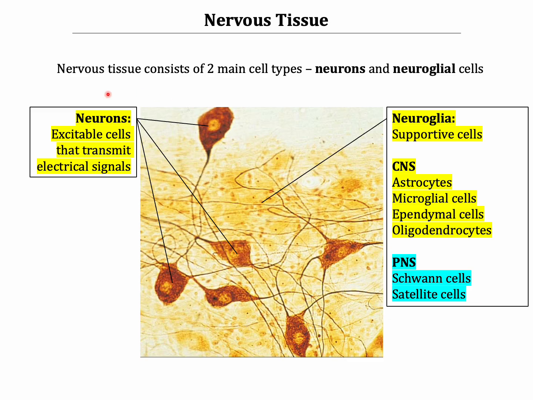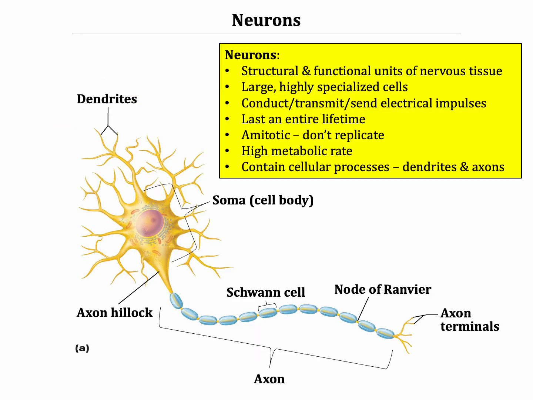We're going to start by covering the features of a neuron first. So here's a generalized view of a neuron. We'll identify all of its parts and pieces, but first we want to think about the general characteristics of a neuron. We consider it to be the structural and functional unit of nervous tissue. They're very large, very specialized cells. They conduct or transmit or send electrical impulses or nerve impulses from one neuron to the next or one neuron to a muscle cell.